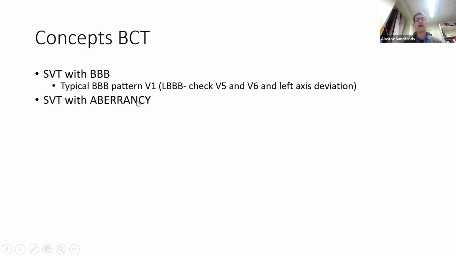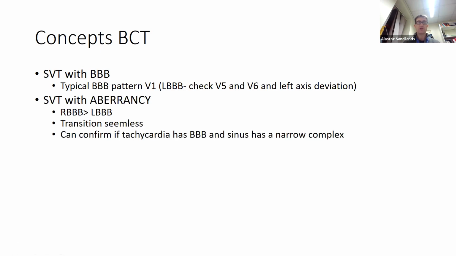Is there SVT with aberrancy? Is there this functional bundle branch block only when the heart goes fast? And when the heart slows down or goes back into a normal rhythm, you then have a narrow QRS. And it's normally right bundle branch block more than left, but it can be either of these. So the transition is seamless between the tachycardia where it's broad and narrow. Okay, or you can say it's aberrant conduction when the tachycardia has bundle branch block and the sinus has a narrow complex. But a typical bundle branch block pattern.